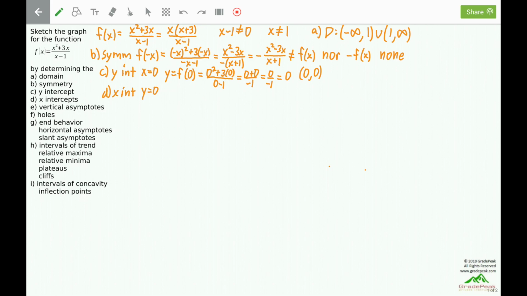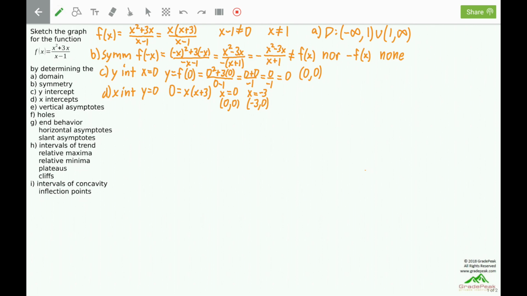y, which is f of x, can be set equal to 0, and we can set it equal to the remaining numerator after canceling out any factors. So we have x times x plus 3. We can solve for x because it's factored. We'll end up with x equals 0 from the x factor, and x equals negative 3 from the x plus 3 factor. We had a y-coordinate of 0. These are the corresponding x-coordinates, so we have (0, 0) and (negative 3, 0) as the two x-intercepts.